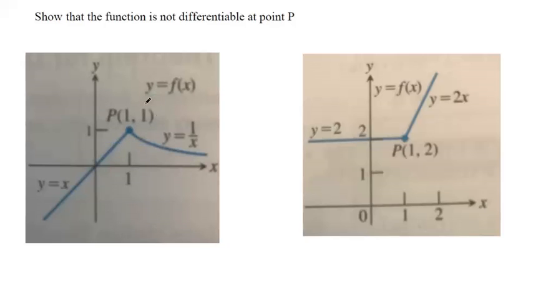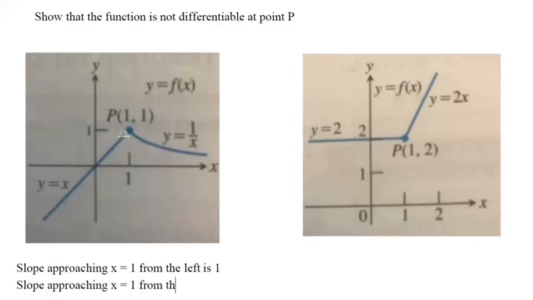Okay, so to show that, you'd want to evaluate the derivative of both sides. You'd want to find the instantaneous rate of change of this function, and look, it's always a constant 1 if it's a straight line, right? So we know the slope approaching x equals 1 from the left is 1. And then the slope approaching x equals 1 from the right is negative 1.